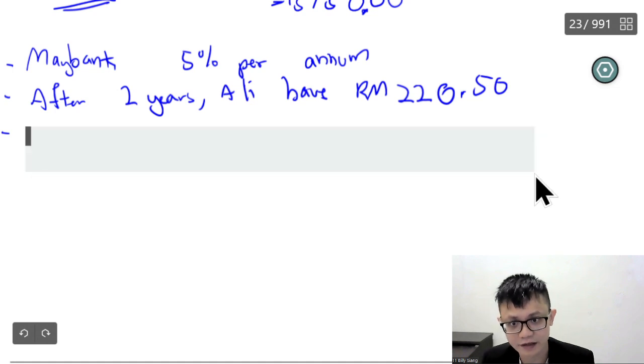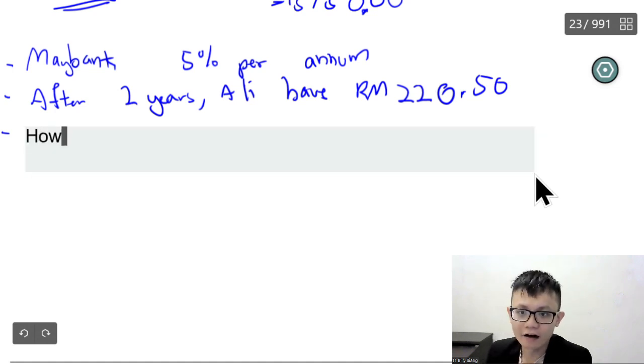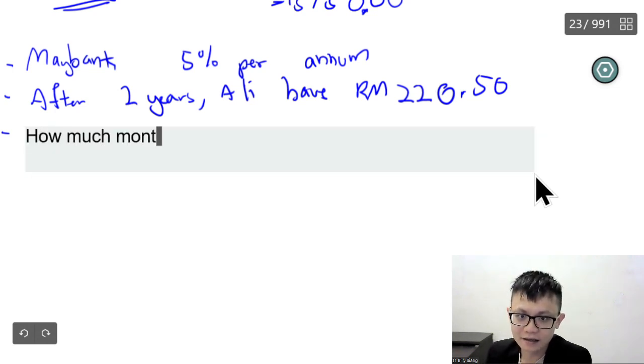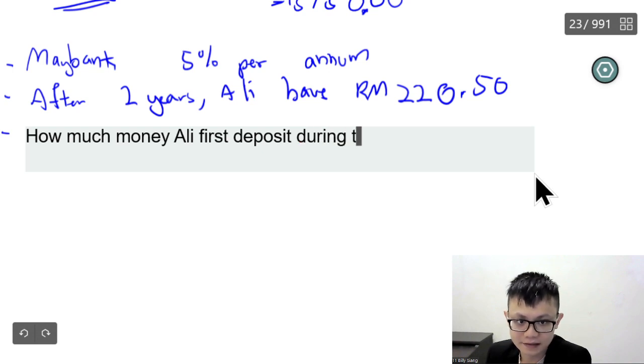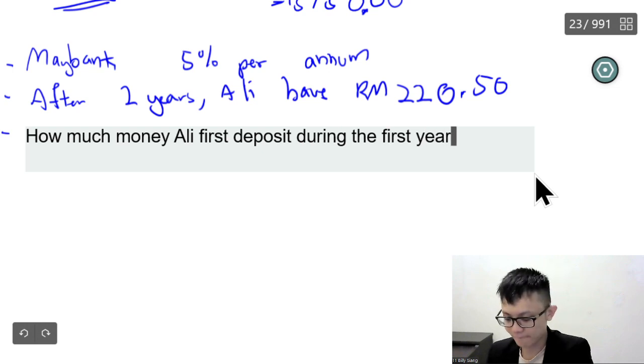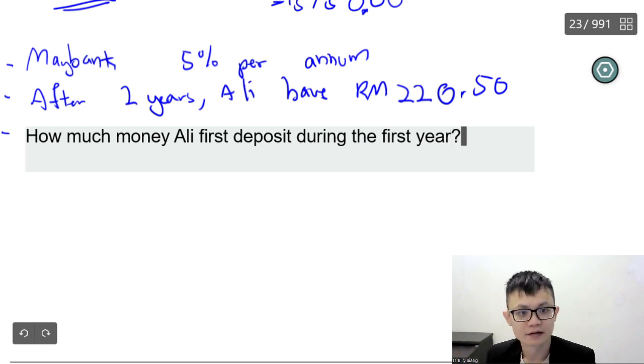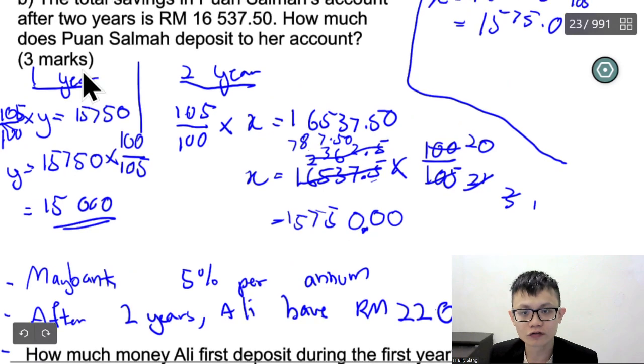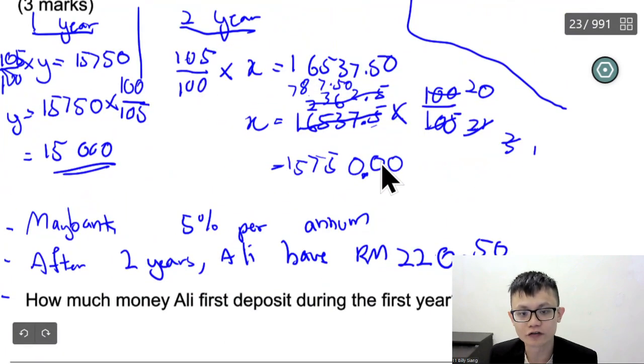I think I'd better type it, it's very difficult to write. How much money did Ali first deposit during the first year? It's the same as before. Can you do it or not? Same as this one, you need to do the second year first, then the first year. You can try.